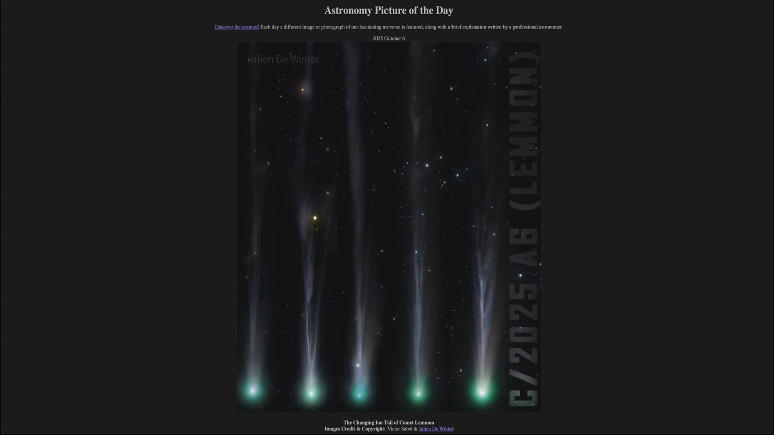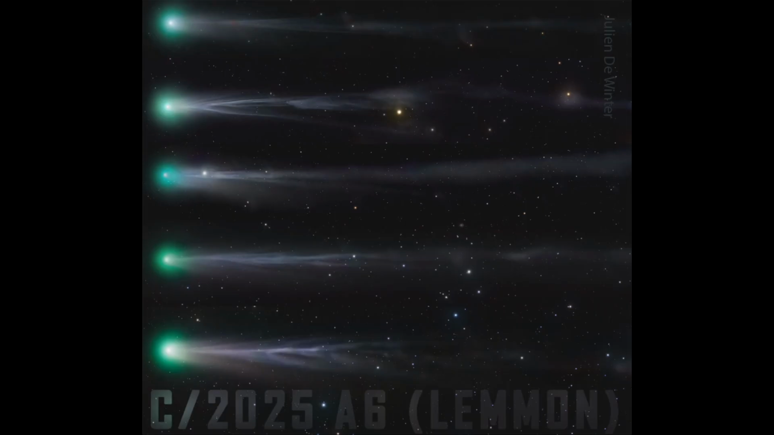Today's picture for October 6th of 2025 is titled The Changing Ion Tail of Comet Lemmon. So, what do we see here? Well, here we see 5 images of Comet Lemmon taken between September 25th up on the top and October 3rd down on the bottom. So over the course of just about a week, we can see distinct changes in the tail of the comet heading back.